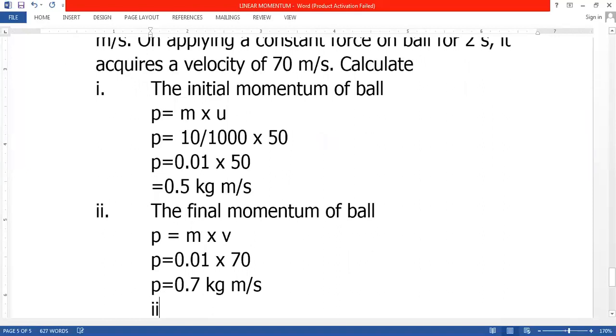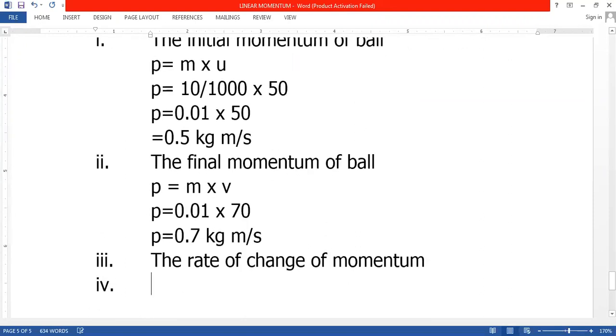Now let's talk about the third. Find out the rate of change of momentum. Now what is being asked? The rate of change of momentum is being asked. It means not only the change in momentum, but the change in momentum in the given time. That is called the rate of change of momentum. So how will we find it? It will be delta P upon t.